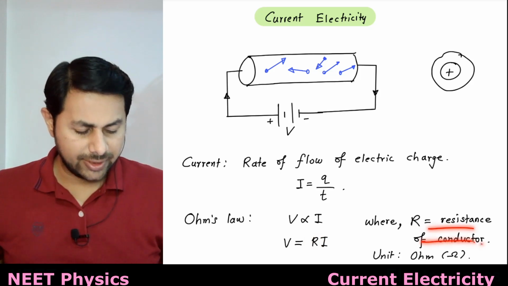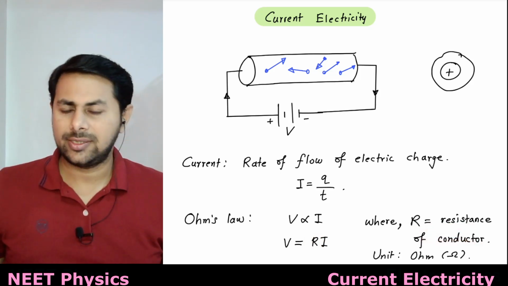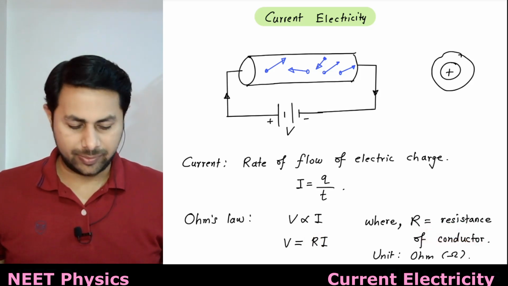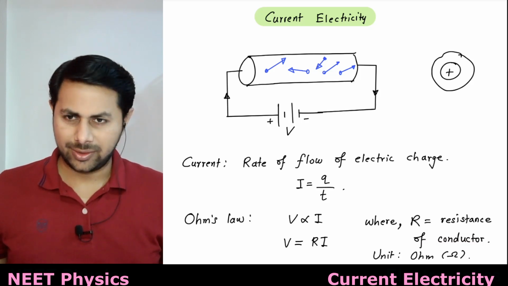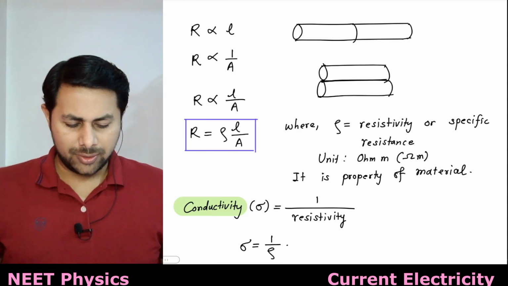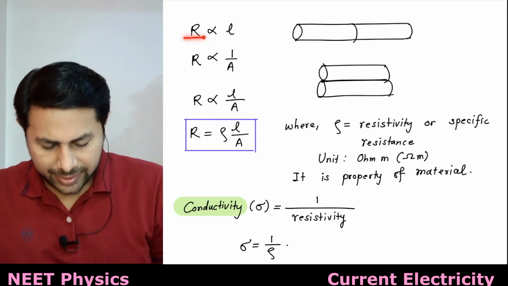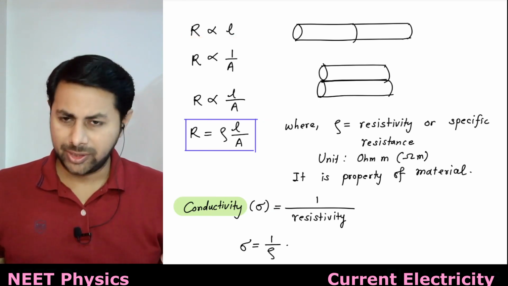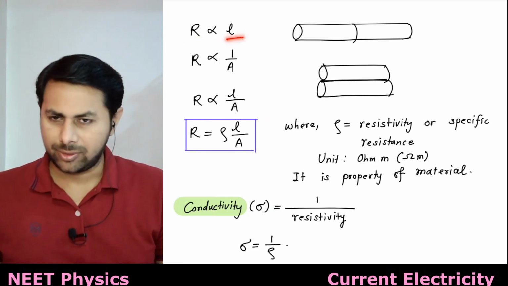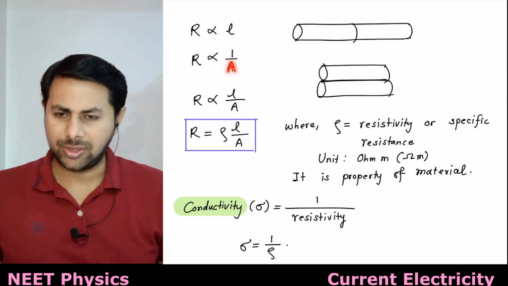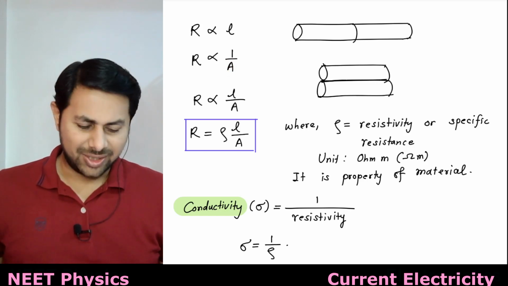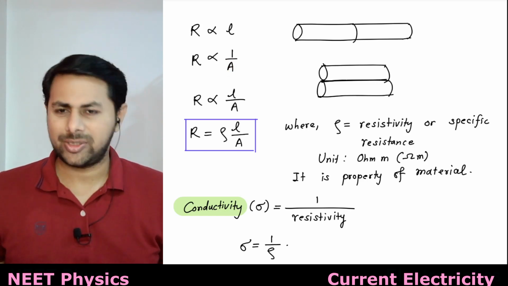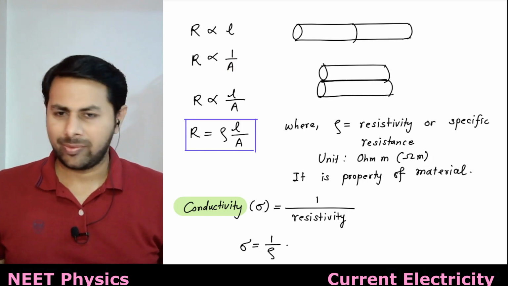Now what is resistance? Resistance is the opposition to the flow of current. Resistance is the opposition to the flow of an electric current. So this resistance is directly proportional to the length of the conductor, and it's inversely proportional to the area of cross section. So simply you can think of it this way. Where does this opposition come from?